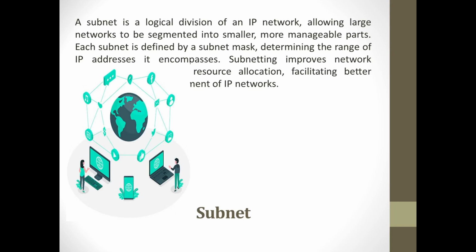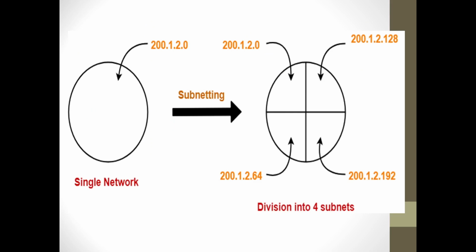So our next part is subnet. A subnet is a logical subdivision of an IP network. It allows a single network to be divided into multiple smaller networks, each with its own range of addresses. Subnetting helps in efficient utilization of IP addresses and better network management. So it helps to divide a single network, which has a single IP, and after subnetting, within this network we can make four different subnets with four different IP addresses.